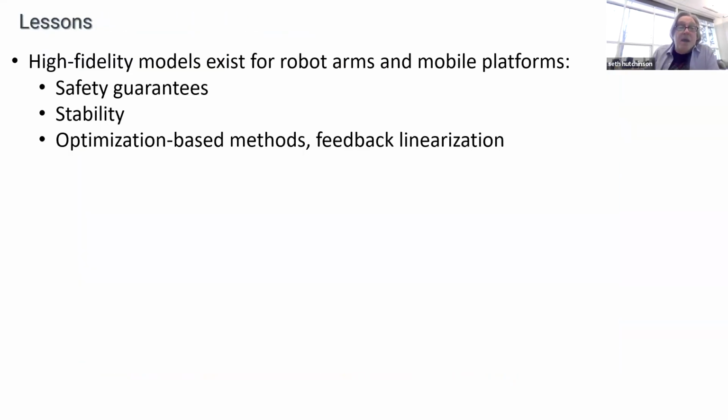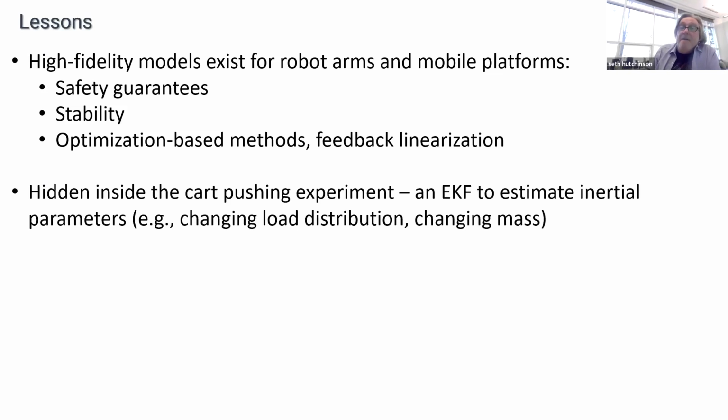And what do you learn? High fidelity models exist for everything in this system. So we can get safety guarantees, stability, optimization-based methods, feedback linearization, all the things roboticists like. But hidden inside this system is essentially a machine learning approach to estimate the inertial parameters of the cart if you're doing cart pushing, right? So at the moment you start interacting with the world, there are things that are not modeled well that you don't know about, right? And in our case, we put a 10-kilogram ball in the cart and let it roll around, things like this.